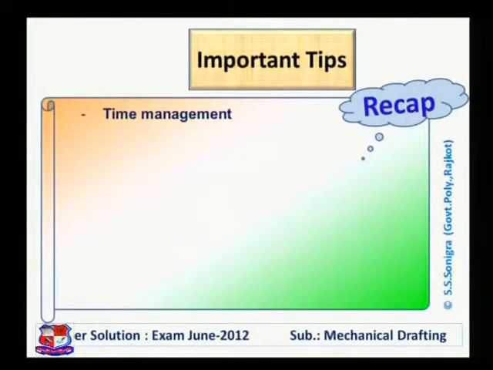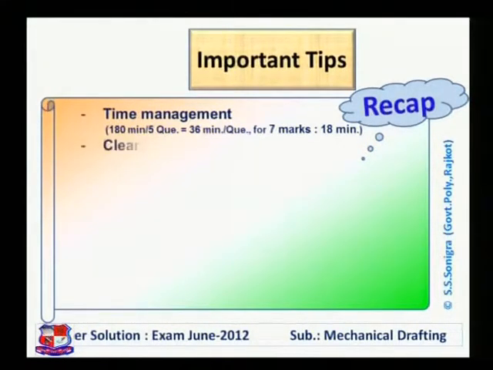We should manage our time such that no time is left vacant and enough time is given to each question. Here 180 minutes are given for 5 questions, meaning 36 minutes per question is available to us. Hence for 7 marks we can spare 18 minutes. Within 18 minutes we have to solve the question, think about the solution, and draw in our answer sheet. So this is the time management for our question paper.